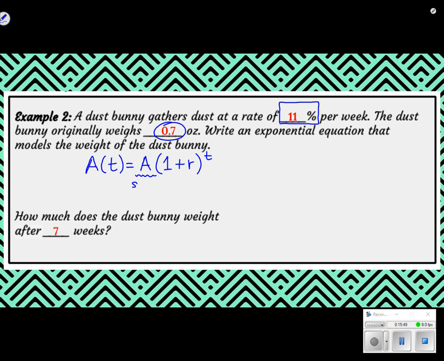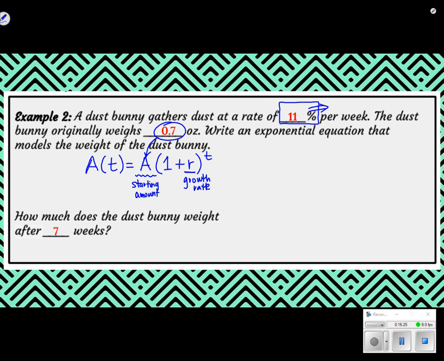So A is our starting amount. So this is going to be the starting weight of our dust bunny, and that's going to be our 0.7. R is what we call a growth rate. So it's not a growth factor because it's not necessarily what I'm multiplying by, it's just part of it. How much is it growing each time? In this case, each week, right? T is weeks.